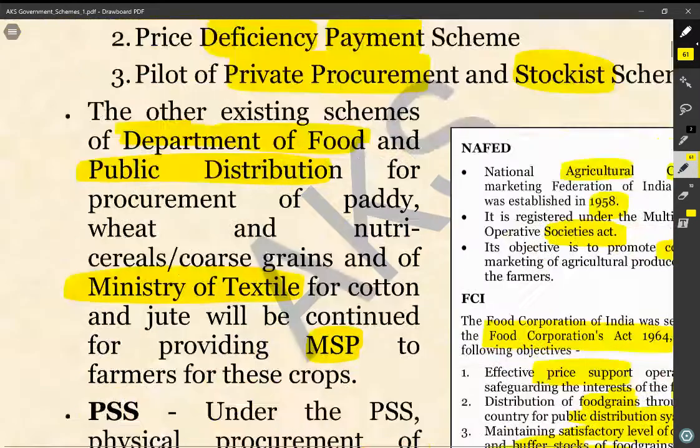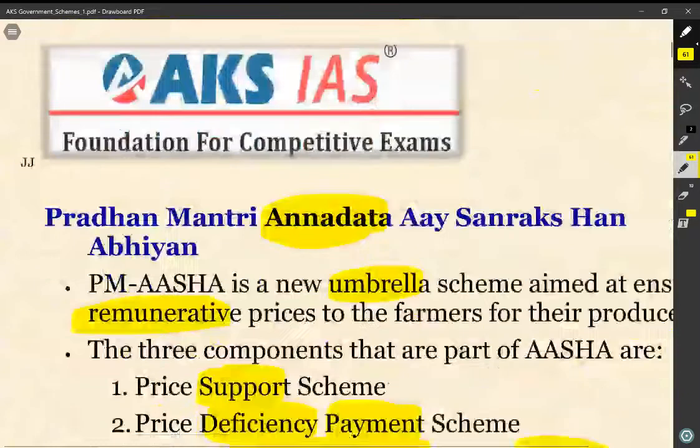So that was about the Pradhan Mantri Annadata Aay Sanraksh Abhiyan as well as FCI and NAFED.